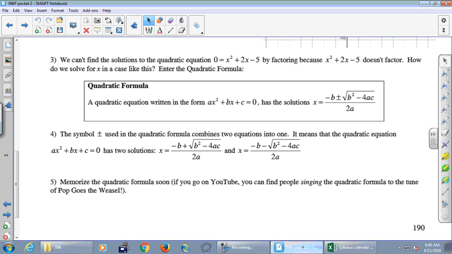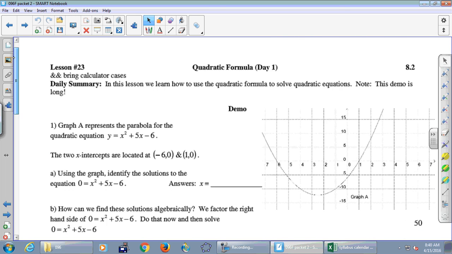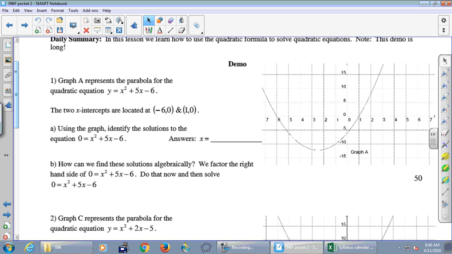Okay, then here we are on page 190. There's a lot of stuff going on in this class. We're going to try to move as quickly as we can. In this lesson, we learn how to use the quadratic formula to solve quadratic equations.